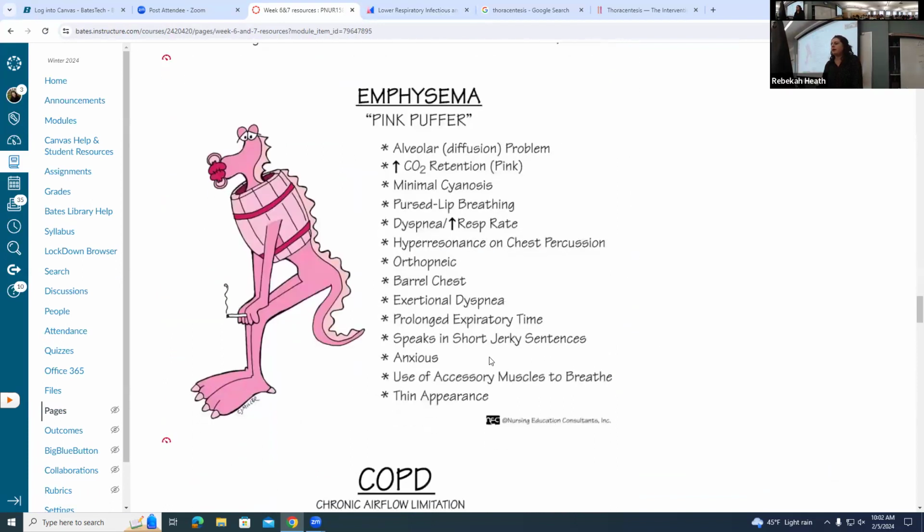Here we go. Emphysema, the pink puffer. Usually these guys are a little bit thinner. They're not as large as the blue bloaters, the bronchitis. They usually have thin extremities and a barrel chest, right? Why do they have that barrel shaped chest? Yeah, the alveoli have lost their elasticity. They're trapping all this air in, and so their lungs are actually getting bigger and bigger, causing the chest wall and the rib cage to expand out and become this barrel chest to accommodate all that extra air.